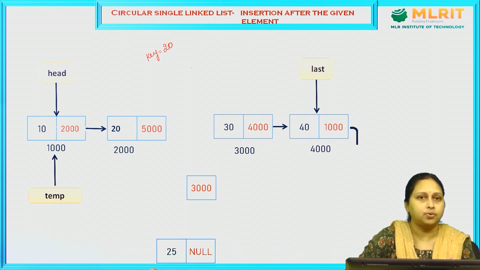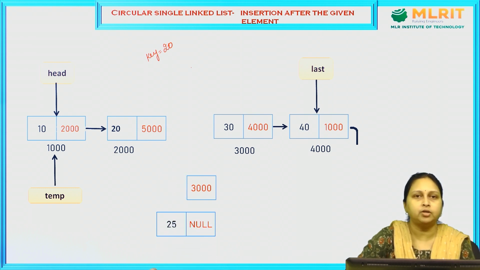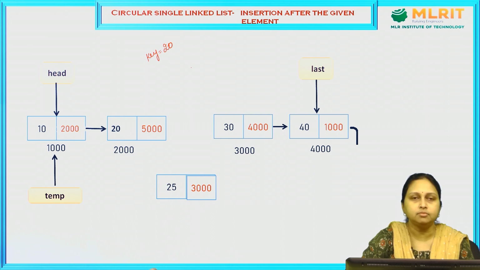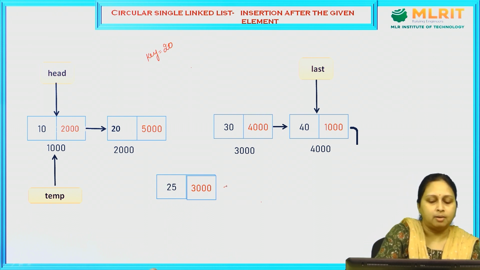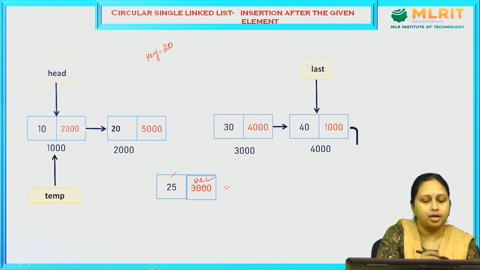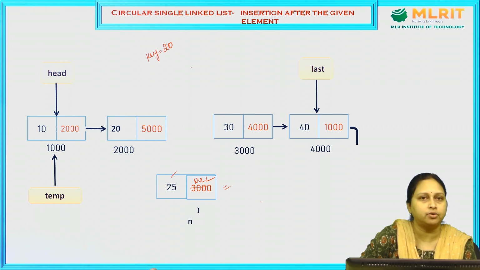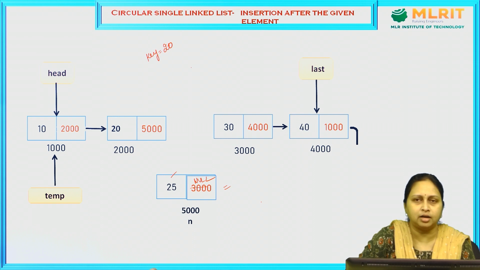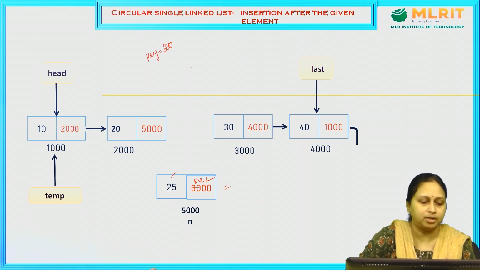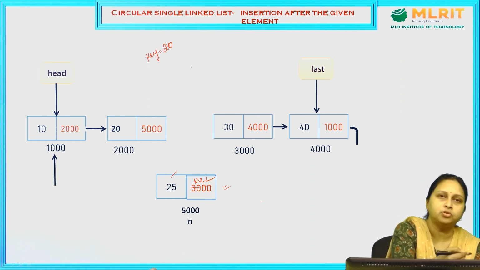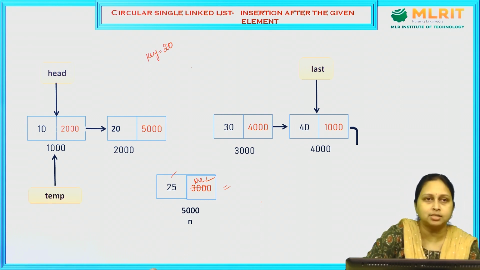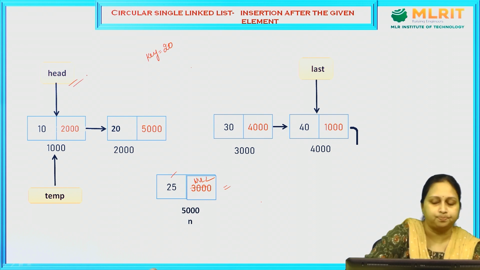Now start doing this, and here we are going to allocate the memory by the malloc function, allocate memory, read the data part, and initially the next will be null, right? And the address of this one we are going to take as n, and its address is 5000. This can be done later also, right? First I have done this one. Now I am going to search for the key element. Before searching for the key element, we are going to assign temp equal to head, right?